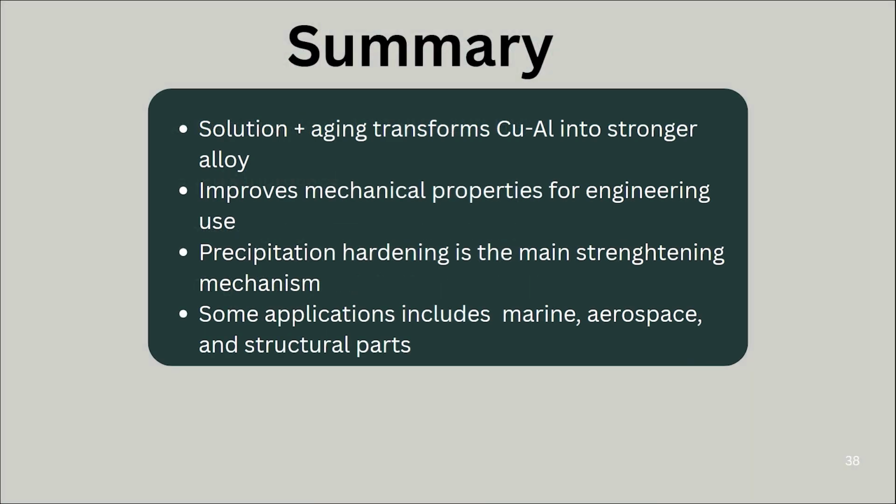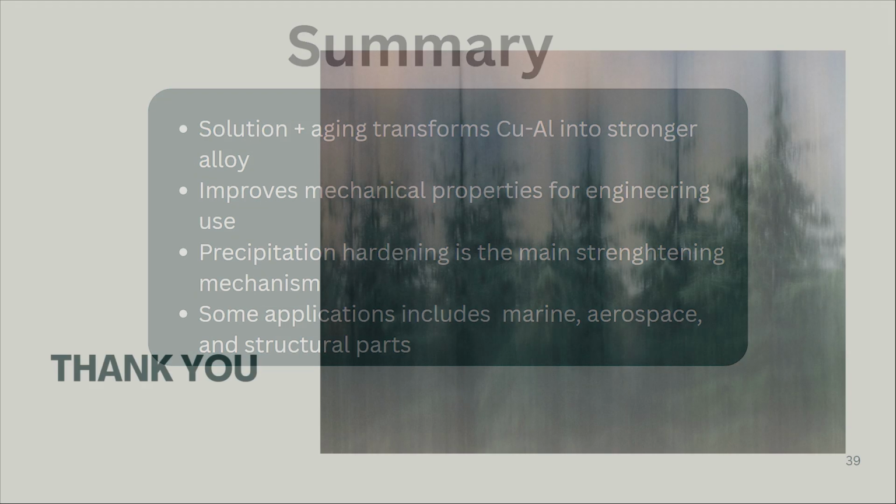To sum up, solution plus aging transforms a basic copper aluminum alloy into a high-performance material. It becomes harder and stronger, with properties suitable for marine components, aerospace parts, and other demanding applications. The key mechanism here is precipitation hardening from copper aluminum particles.